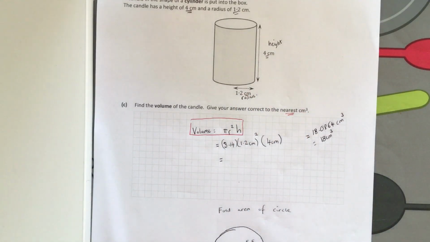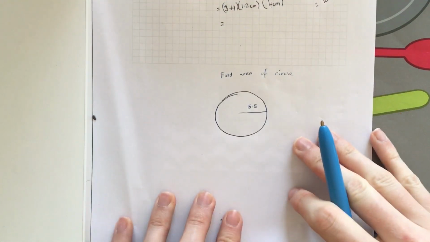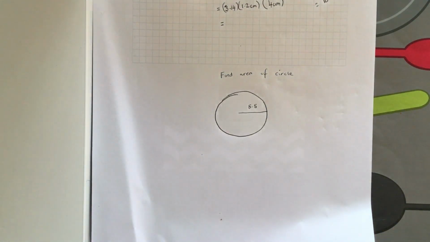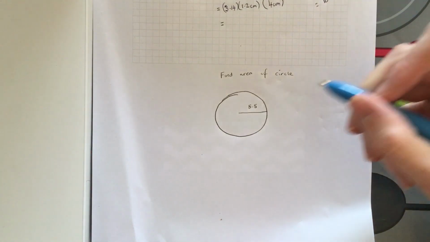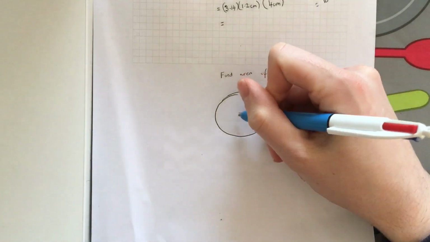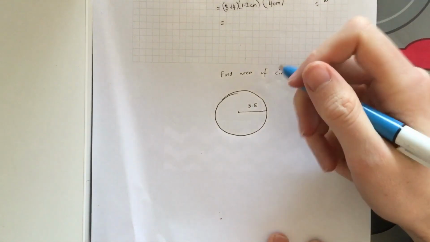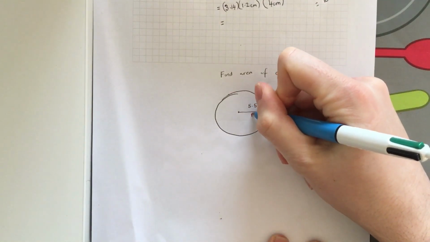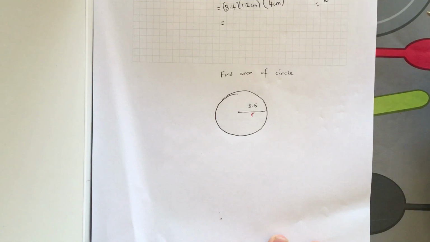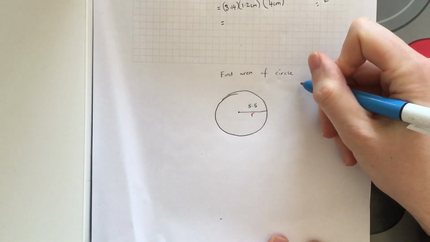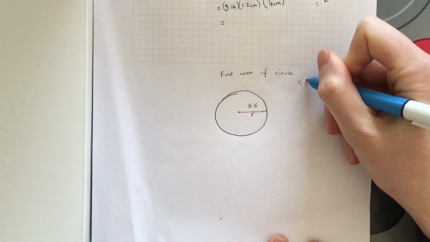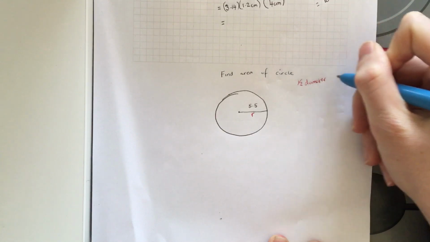Okay, that's volume. Final thing here is how do I get the area of a circle? Okay, so I've written up a question here for you. It says find the area of the circle, and it doesn't tell us any more information other than we have 5.5 here written into the circle. Okay, you should recognize at this stage that 5.5 is the radius, okay, which is half the length of the diameter.